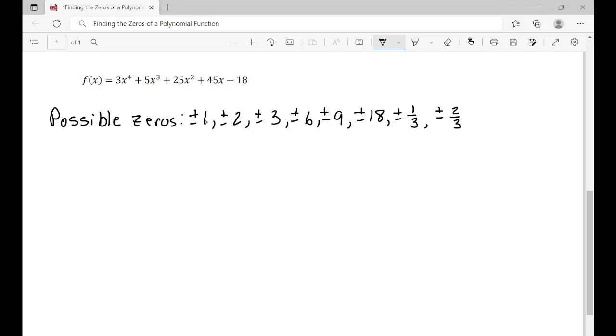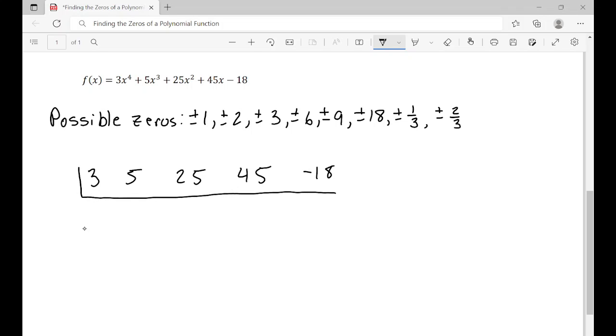3 divided by 3 is 1, which you already have. 6 divided by 3 is 2, which you already have. 9 divided by 3 is 3, which you already have. And then 18 divided by 3 is 6. Again, we already have it. So we only have 4 more zeros possible. So here are all of our possible zeros. And again, we're going to do synthetic division. So setting it up, 3, 5, 25, 45, and negative 18.